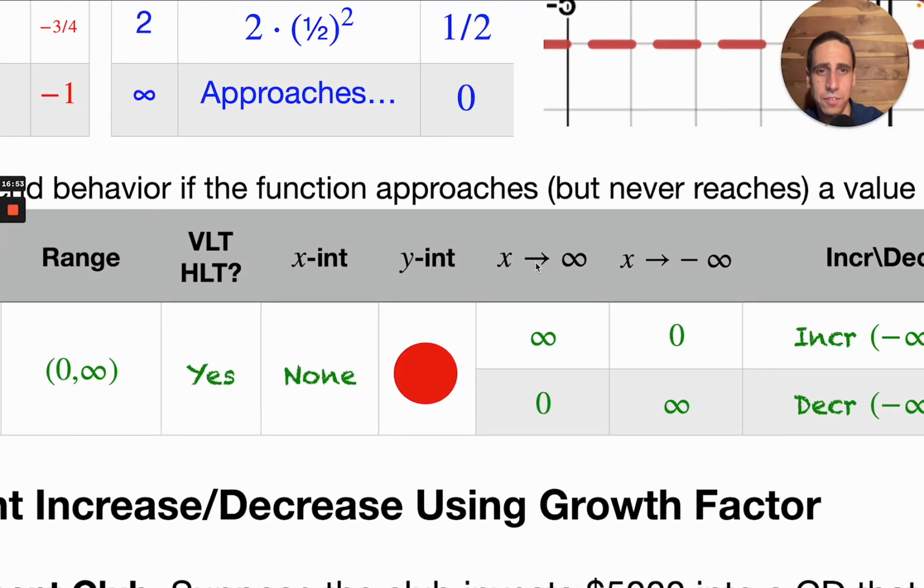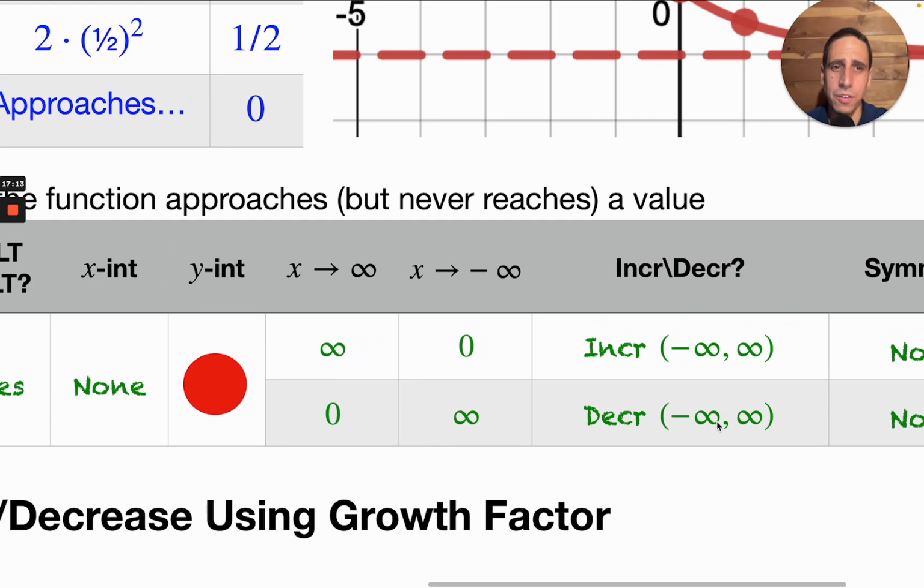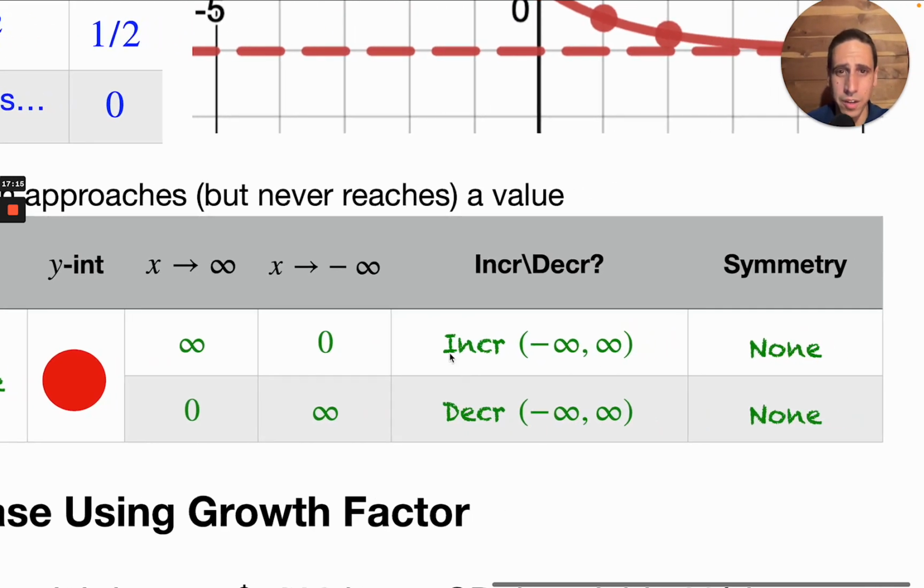As x approaches infinity, what happens here? The y values are all going to approach infinity. These right arrows mean approaches. As x approaches infinity, for the 1/2 to the x, it's going to go to 0. As x approaches negative infinity, it's 0, and then positive infinity. Are they increasing or decreasing? Well, the 2 to the x is going to be increasing from negative infinity to infinity, but the 1/2 to the x is going to be decreasing. And is there symmetry? No, there's no symmetry.